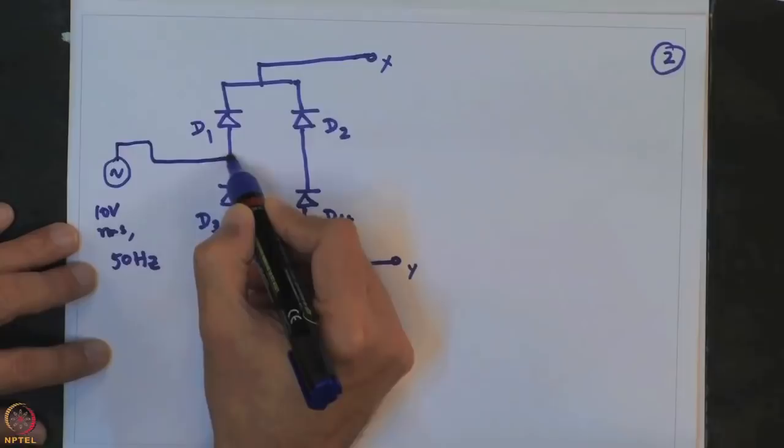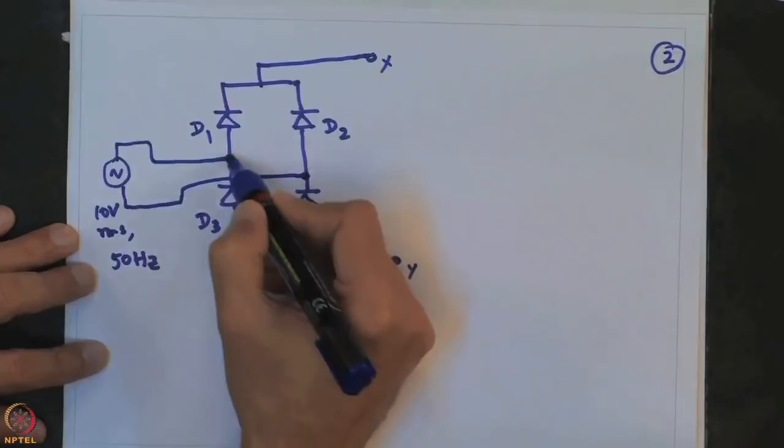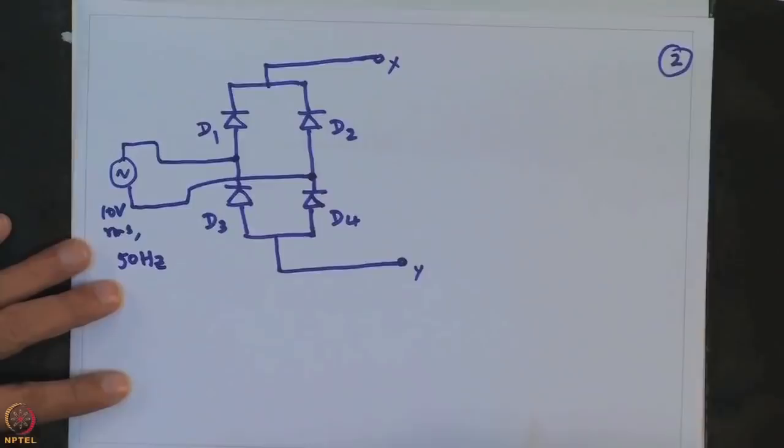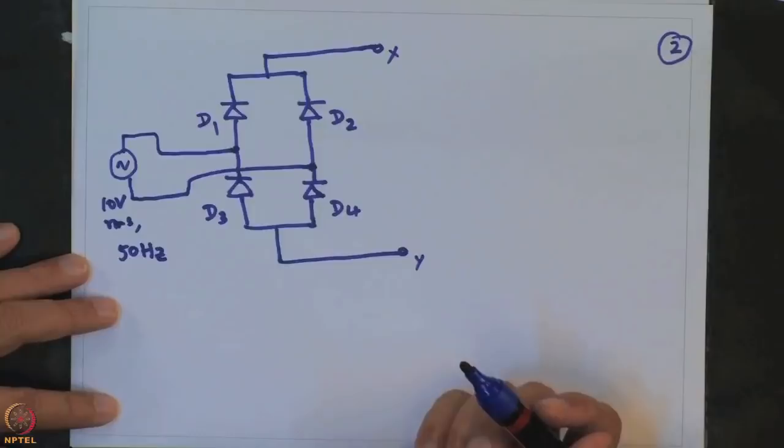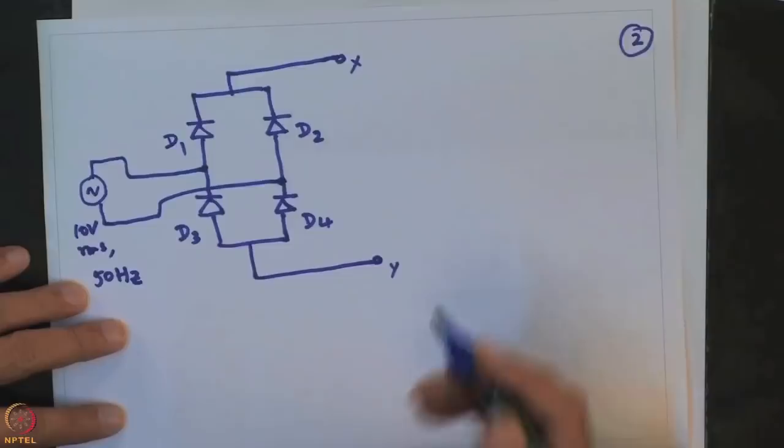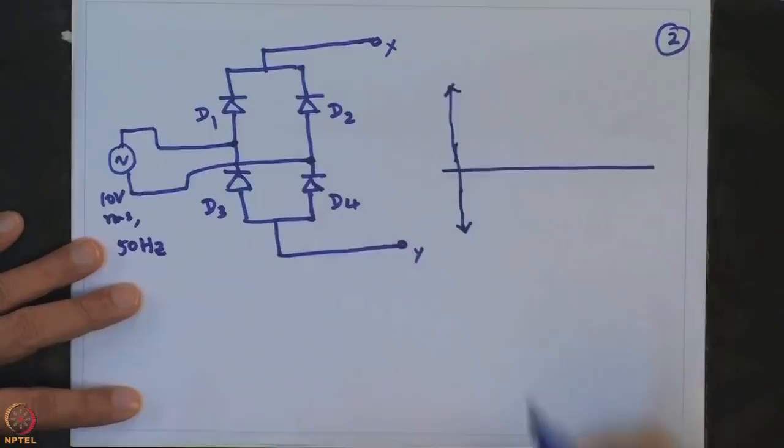This AC voltage is what we are applying to these two points of our diode bridge rectifier. Now, if I activate the circuit, then what would I expect to see at terminals X and Y? Let me just draw the waveforms, what you will observe at terminals X and Y. We'll just see what waveform we will see here.